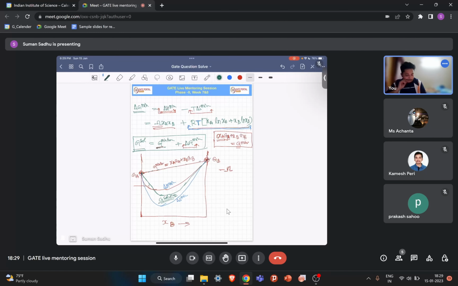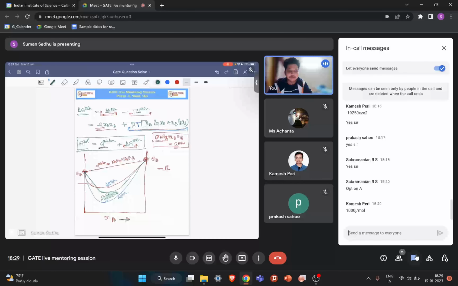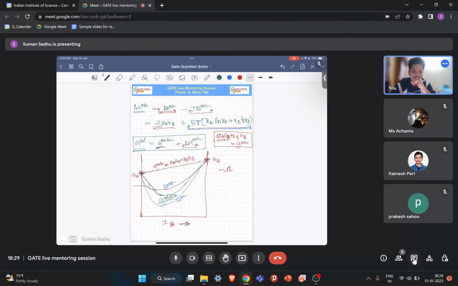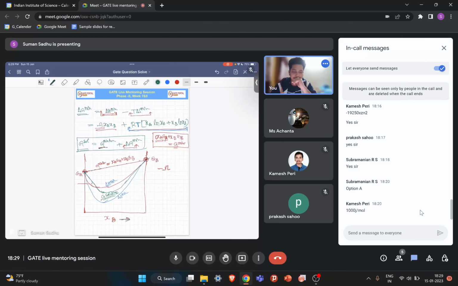Okay, so this way we can draw how the G of any solution varies with your composition. So this is the free energy versus composition diagram. Everyone is okay with it, or does anyone have any doubt? Is it clear to everyone how we can draw the free energy versus composition diagram?